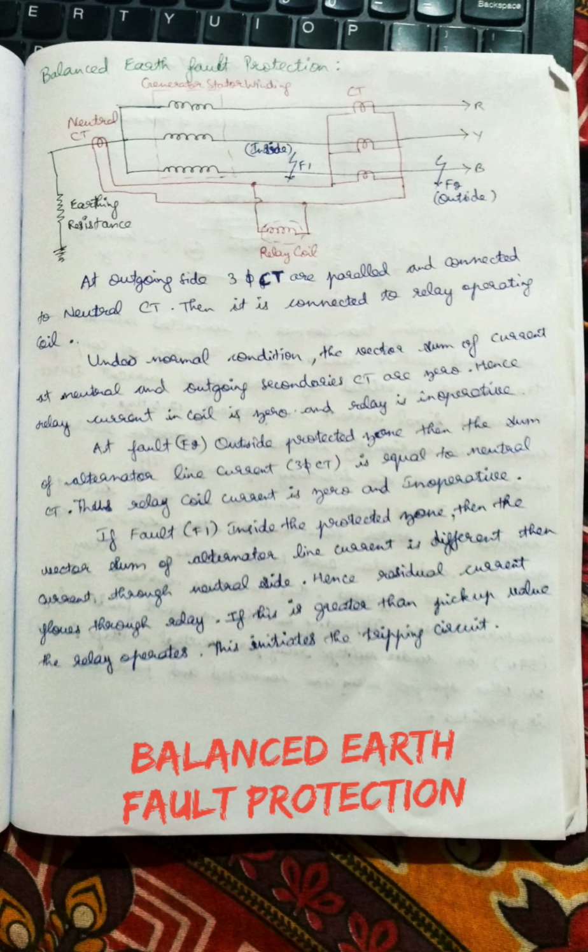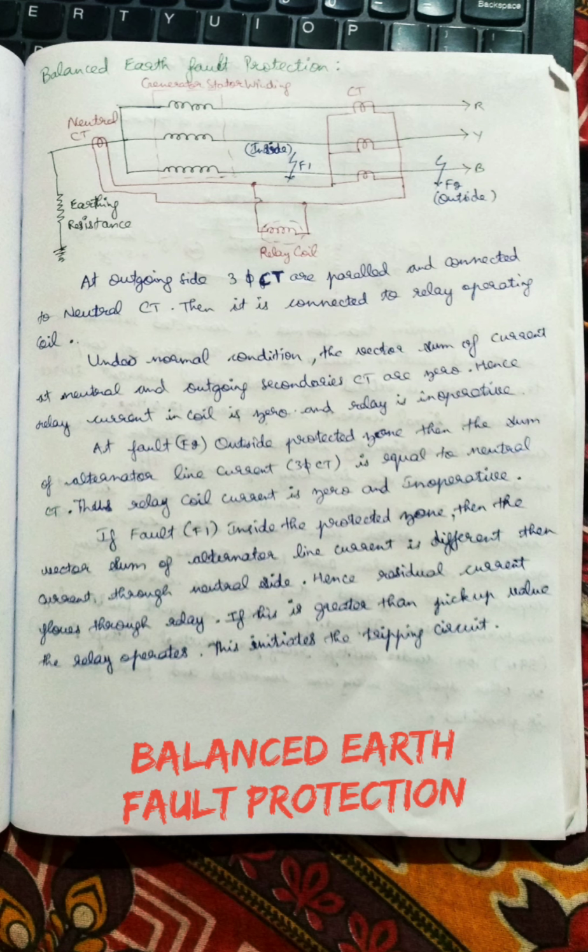So next is your balanced earth fault protection. Here we have three CTs, which means the R, Y, B phase CTs. The three phase CTs are connected in parallel with each other and with one neutral CT on the neutral side, and are taken to your relay coil. So we can easily get an idea that the relay will operate only for internal faults, which means inside your protected zone.